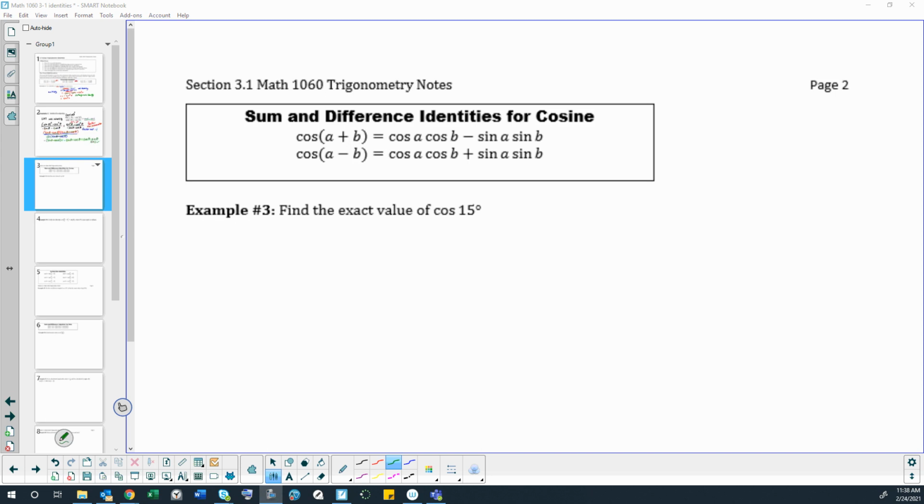The sum and difference identities for cosine are where we can use two angles to add up to a different angle or two angles to subtract to get a different angle. This allows us to find other angles besides 30, 45, 60, 90, and so forth. For example, look at example 3. We're supposed to be finding the exact value of the cosine of 15. That's not one of the ones we know already, but we can use an identity to help us find that.